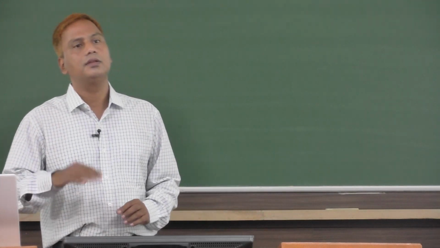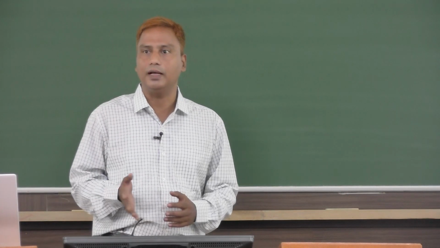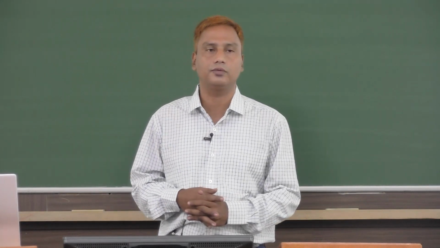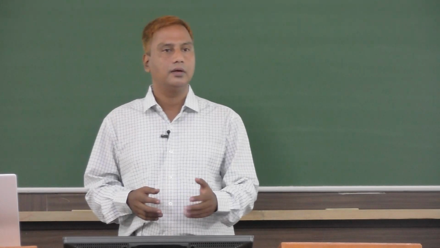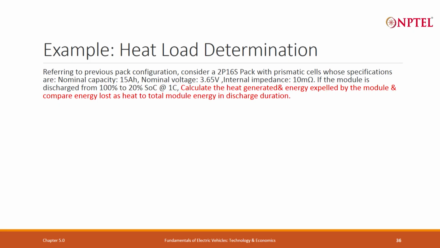Generally, the internal resistance of a cell becomes twice at the end of its life cycle. So, for a new cell it is 5 milliohm. However, for estimating the things at the end of life, we have taken it at 10 milliohm. Now, the battery pack is discharged from 100% SOC to 20% SOC at the rate of 1C discharge. 1C discharge means if it is 2P, then it would be 30 ampere.